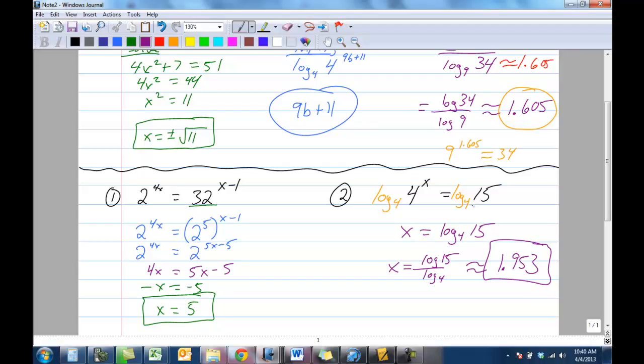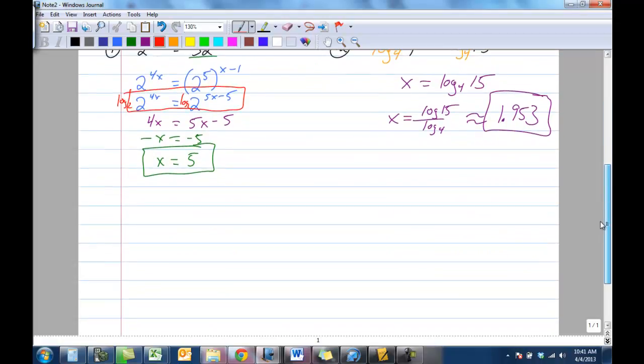Let's go back here. Here's what happened here. Once we had 2 to the this is equal to 2 to the that, once we were at this stage right here, in order to get the 4x down and the 5x down, what we actually did here was we log base 2 both sides. That's actually what happened. We didn't actually do it because it's kind of intuitive. 2 to the this is equal to 2 to the that. But that's what happened here.